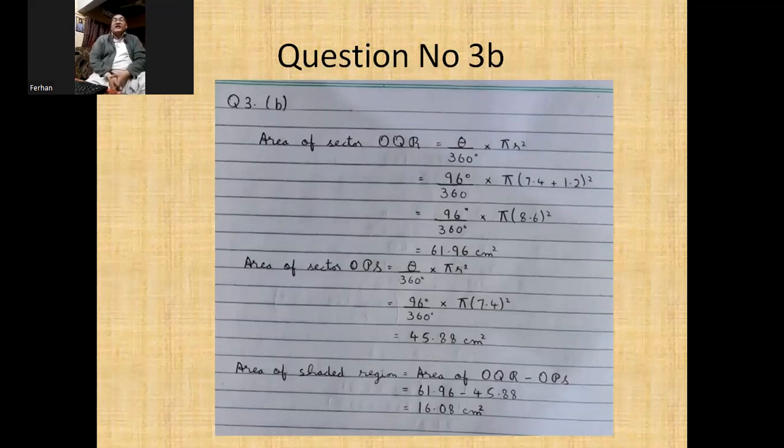Then I will find the area of the sector OPS, and that will be theta by 360 pi r squared, which is 96 divided by 360 multiplied by pi multiplied by 7.4 squared, and that will be 45.88 centimeters squared. Now the area of the shaded region will be the big sector's area minus the small sector's area. So that will be 61.96 minus 45.88, which equals 16.08 centimeters squared. So this is how you will do this question.